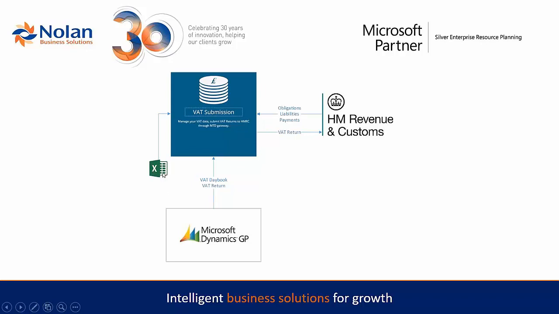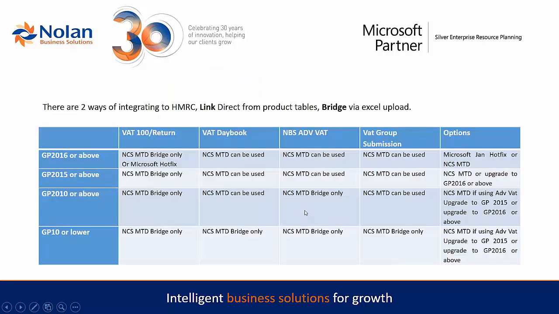And because it's in a spreadsheet, obviously this means system agnostic, version agnostic, because you can take whatever information out of this system and manually type it into here. Or if you want to get funky, use VLOOKUPs and all sorts of other things from Excel downloads, but we'll get into that later. So, as we mentioned, it's not compatible with all versions. You'll find this little formula on our website, and as you can see, we can go through it and work out whether you're using the VAT return, the VAT daybook, Nolan's advanced VAT, whether you're doing group submissions and stuff, and what your options are regarding that.